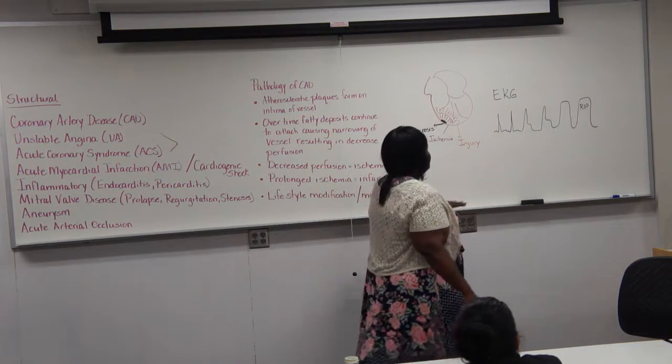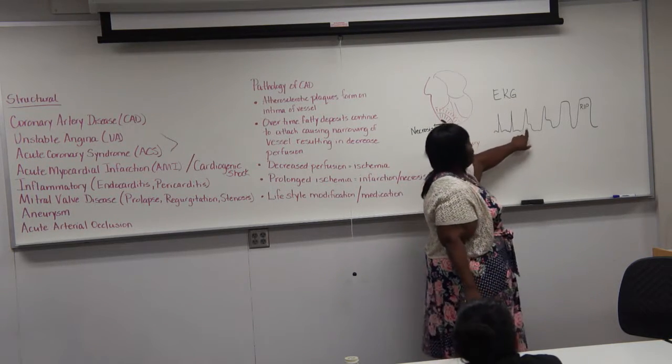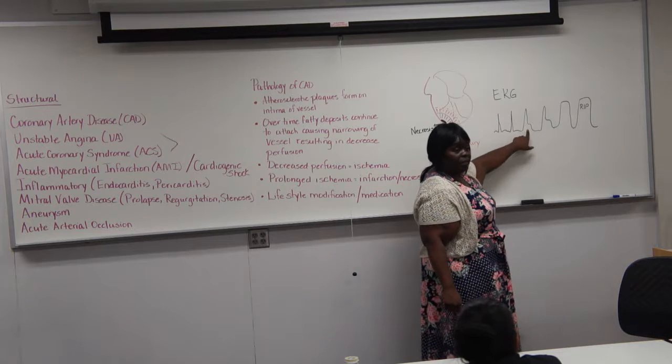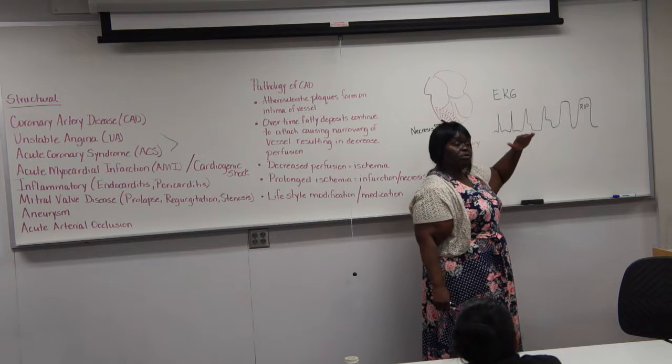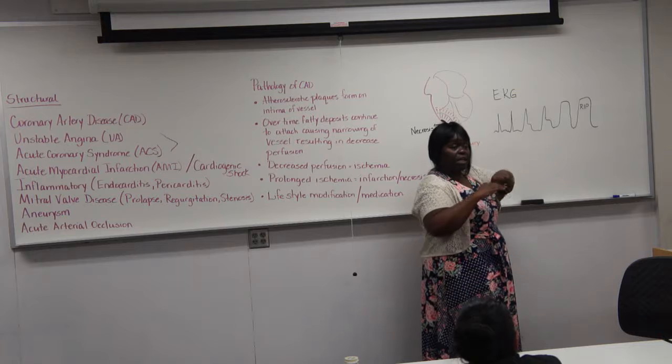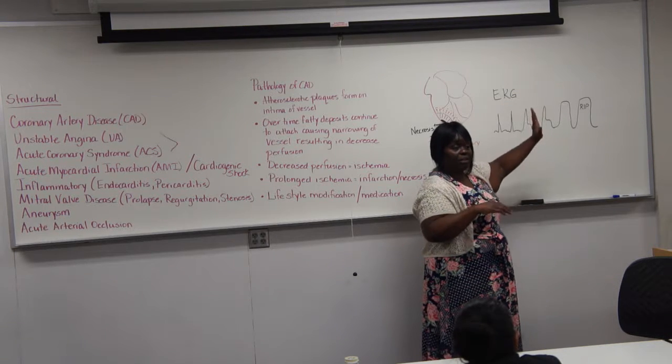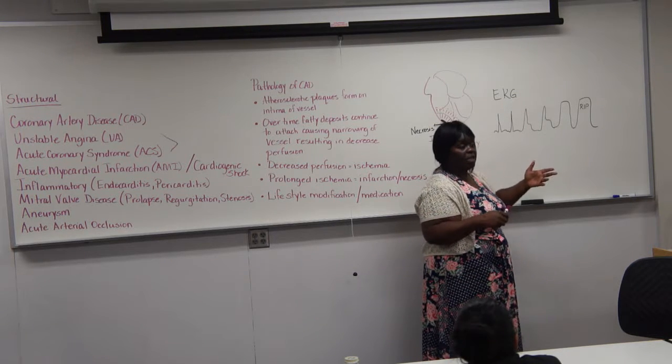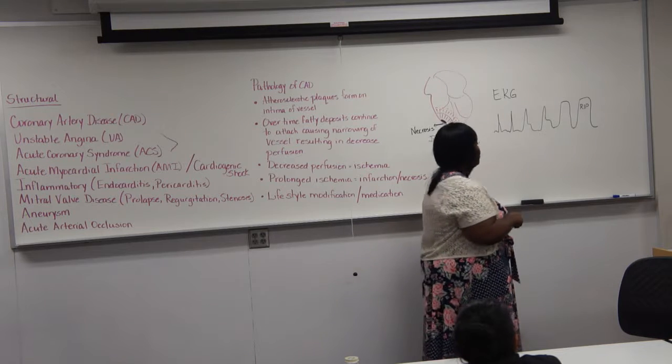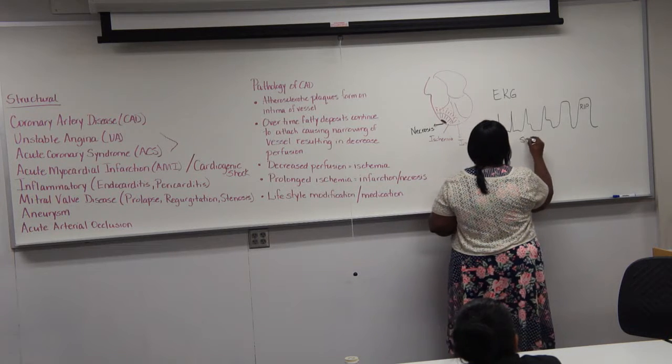All right? So this is a ST elevation MI. When you see a ST segment go 30% or greater, meaning that it rises 30% of what that QRS complex is, that's what they call a ST elevation MI. So you're looking at the ST segment.